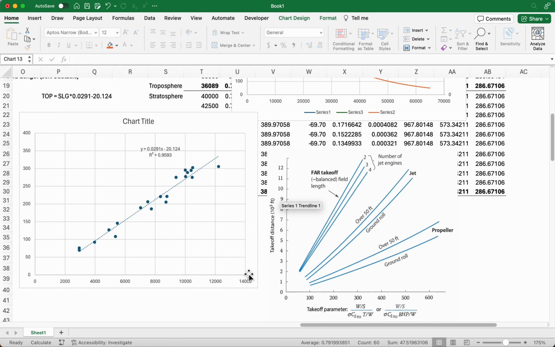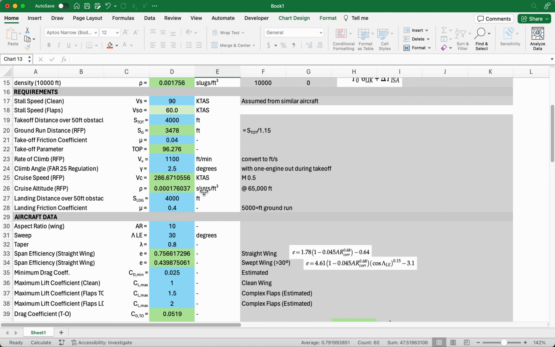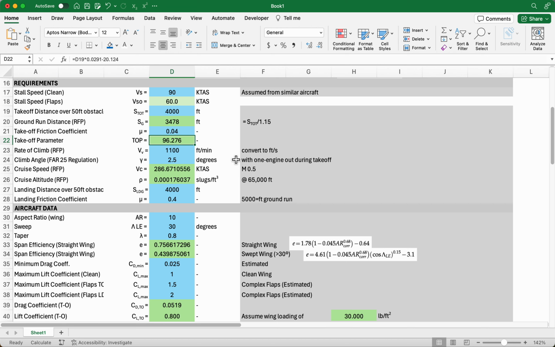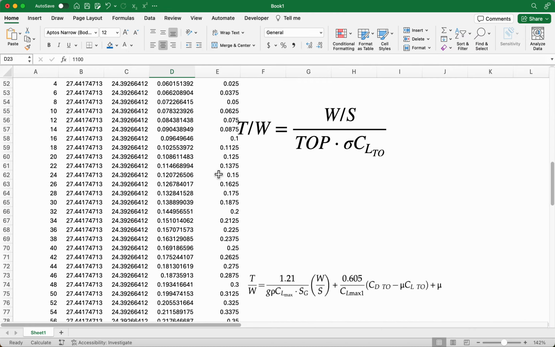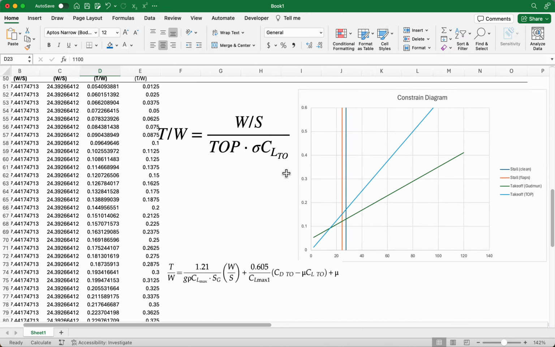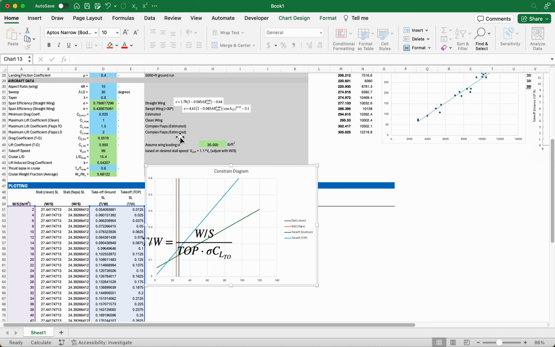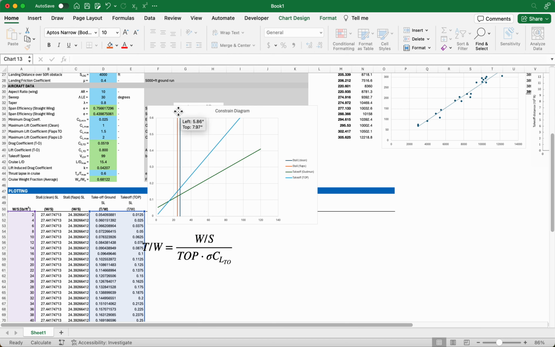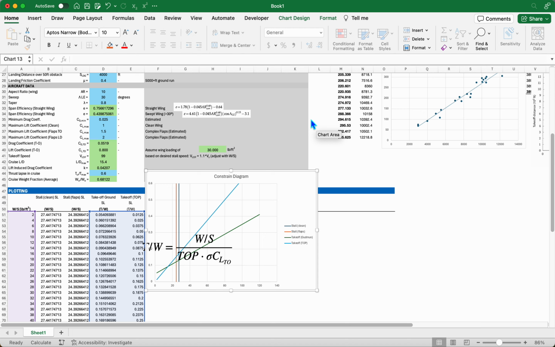So let's compare that to the value that we've used in our analysis. The value we've used here is 96. So there's quite a large discrepancy between these two. So if we were to change this to 200, let's go back down and look at our constraint analysis now, our diagram, and see how that changes. Maybe I'll leave it in the screen so we could see how it changes in real time. So takeoff parameter is 200.